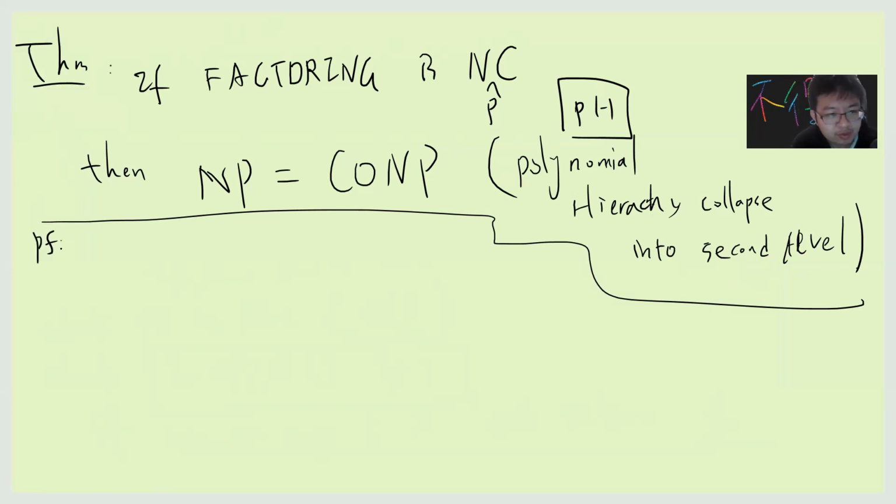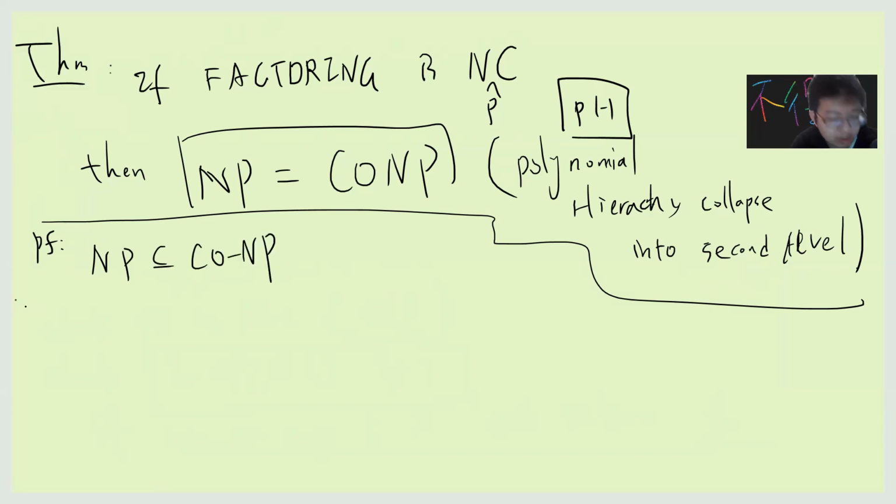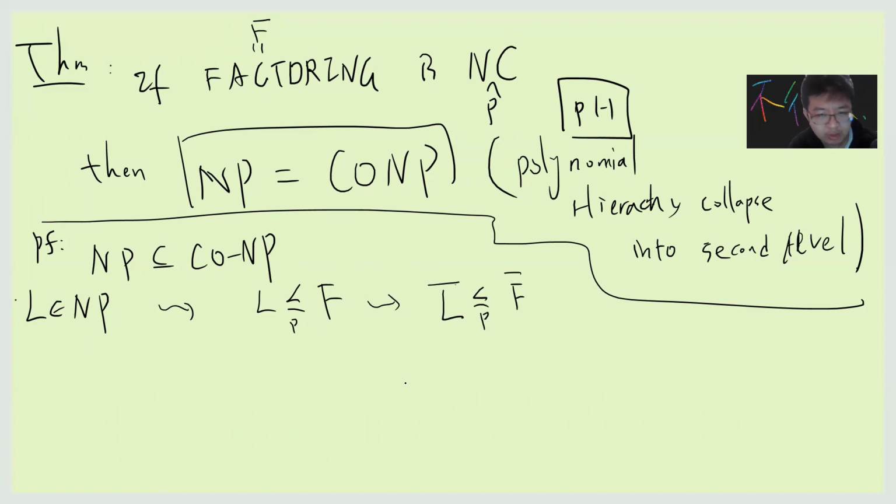The proof is very simple. Let's first prove that NP is a subset of coNP. Let's say you choose L to be an NP language, and you know that factoring, let's call it F, is NP complete. So you can find a polynomial reduction from L to F. And then you just take a negation. But you know that since F is in NP, which tells you that the complement is in coNP.